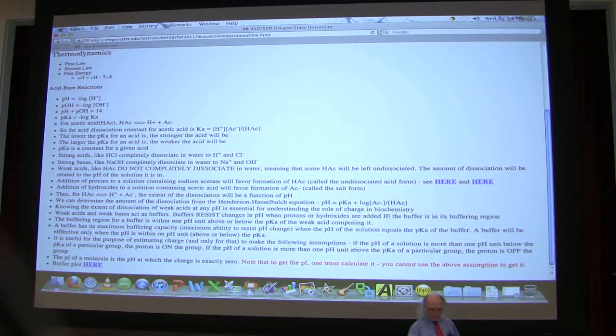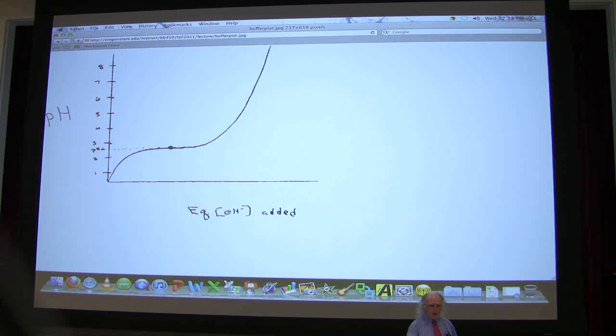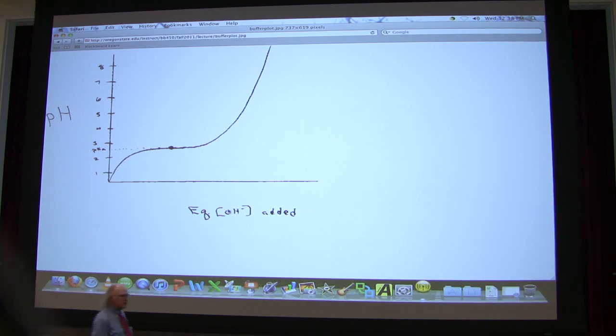I promised to show you a buffer plot, and this very high-quality graphic was drawn by yours truly. This was for you guys in freshman chemistry, a titration curve. Did you like titration curves in freshman chemistry? You did? Okay, good. Most people don't like them. This shows the relationship between the pH of a solution and the amount of OH I added. In this case, I started with a solution that had essentially all acid to start with.